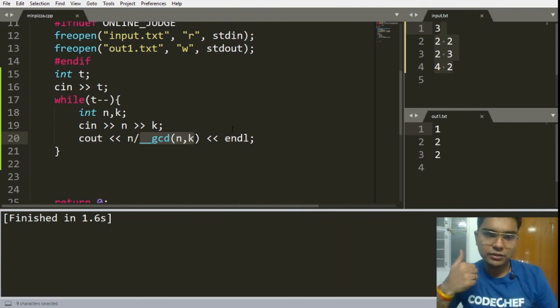If we get struck with the approach that we need to find the lowest common multiple, and we know that the product of two numbers is equal to the LCM multiplied with the greatest common divisor, then we can achieve this very easily, right?